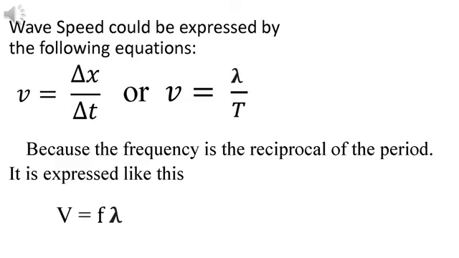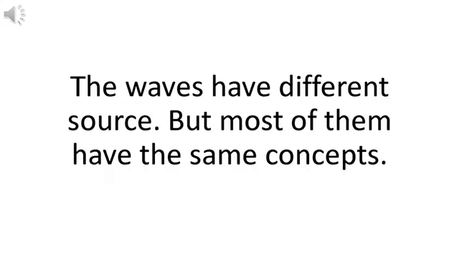So using these three equations, we could compute for the wave speed, depending on the variable you are looking for. The waves have different sources, such as the Earth tidal, the sun, your cell phones, or your radios and speakers. So there are many wave sources, but they have the same concepts, or what we call the parameters.